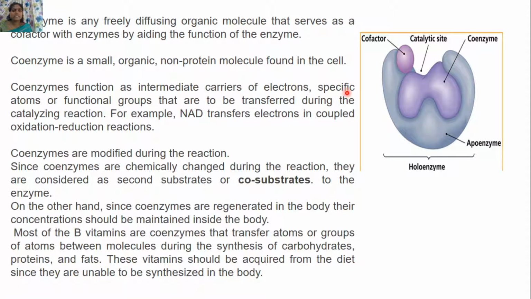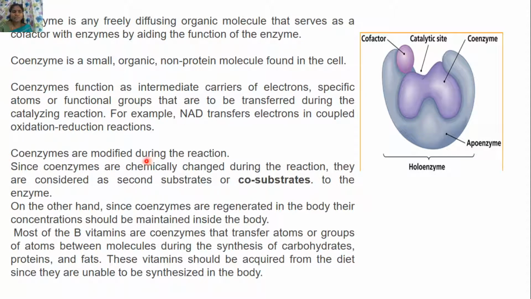So they are very specific atoms or functional groups that are to be transferred during the catalyzing reaction. For example, NAD, nicotinamide adenine dinucleotide, transfers electrons in coupled oxidation and reduction reactions. So when it is reduced, it becomes NADH2.